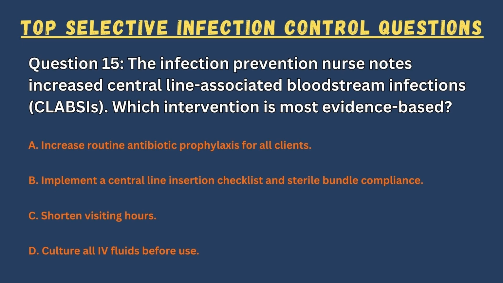Question 15. The infection prevention nurse notes increased central line-associated bloodstream infections, CLABSIs. Which intervention is most evidence-based? A. Increase routine antibiotic prophylaxis for all clients. B. Implement a central line insertion checklist and sterile bundle compliance. C. Shorten visiting hours. D. Culture all IV fluids before use.